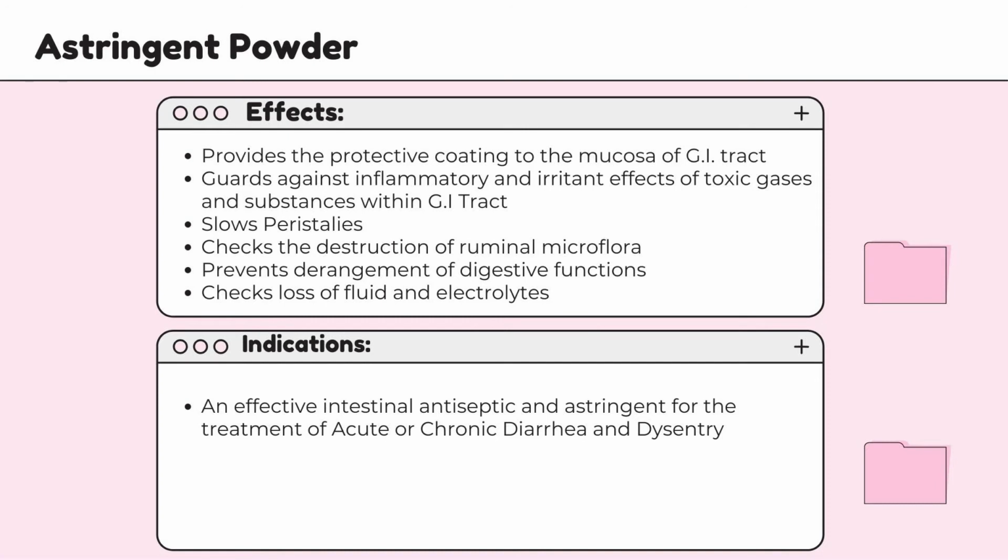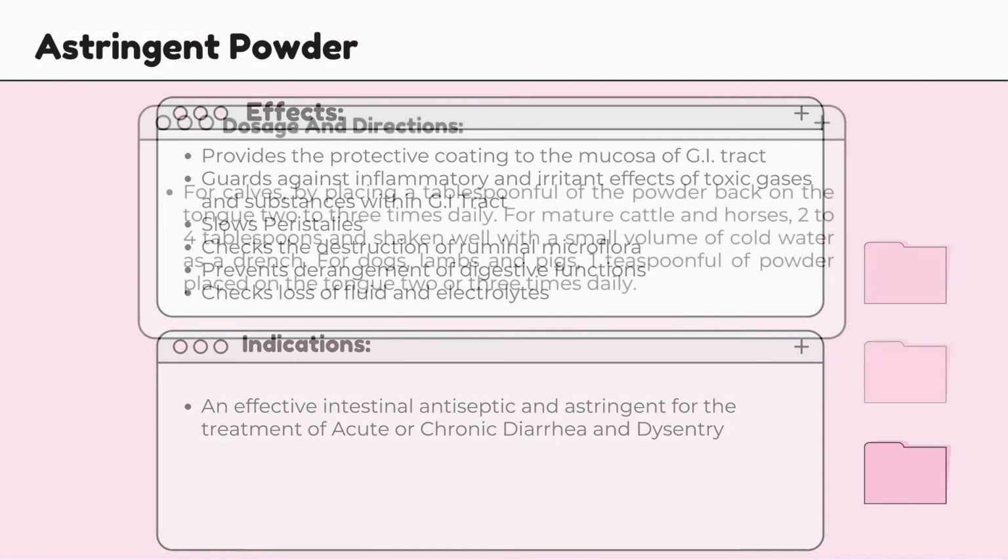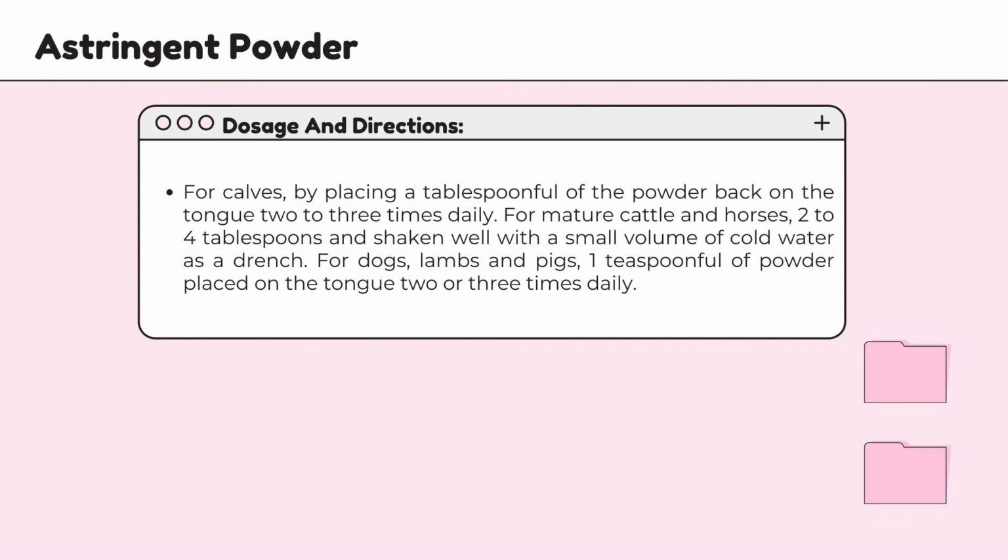The astringent powder indications: an effective intestinal antiseptic and astringent for the treatment of acute or chronic diarrhea and dysentery. Astringent powders, dosage, and directions.